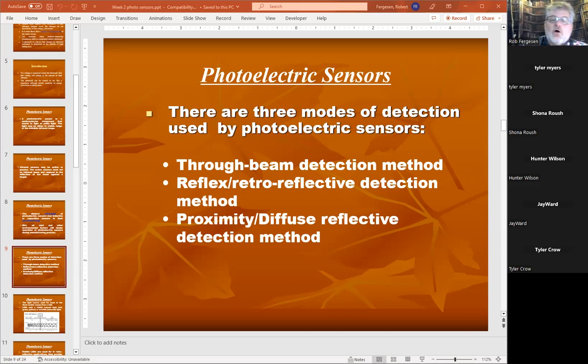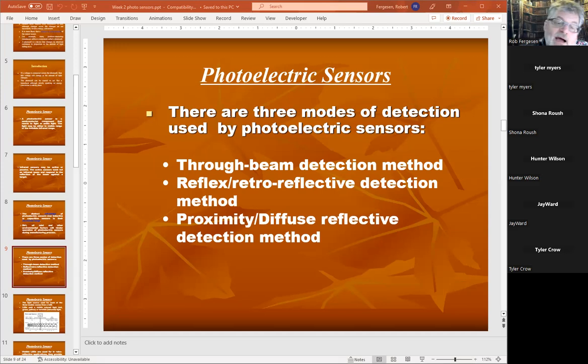We also have something called reflex, or retroreflective. In other words, I can have a little light on one side of my sensor, a little flashlight, a little emitter, built into the same sensor as a receiver. And when something comes up to it, the light bounces off and tells me that something has come up to it.